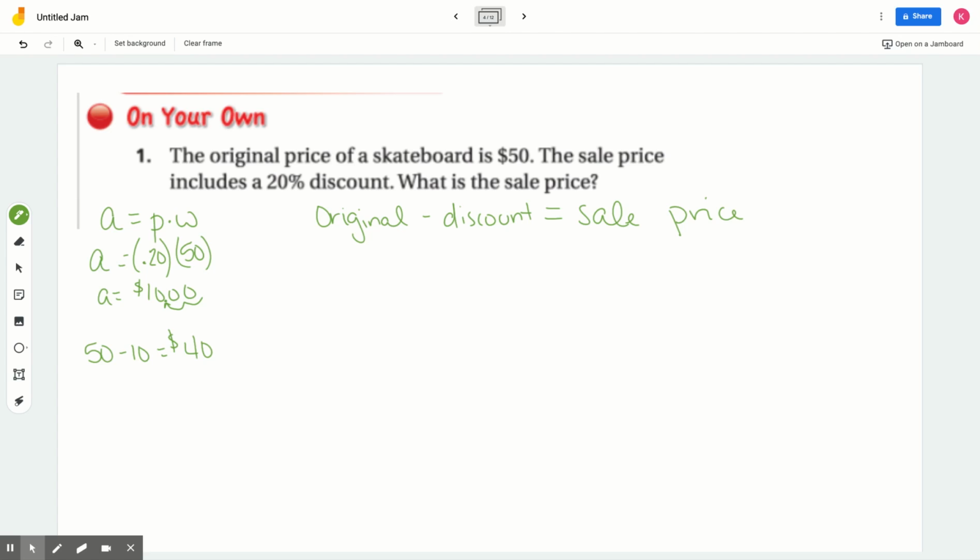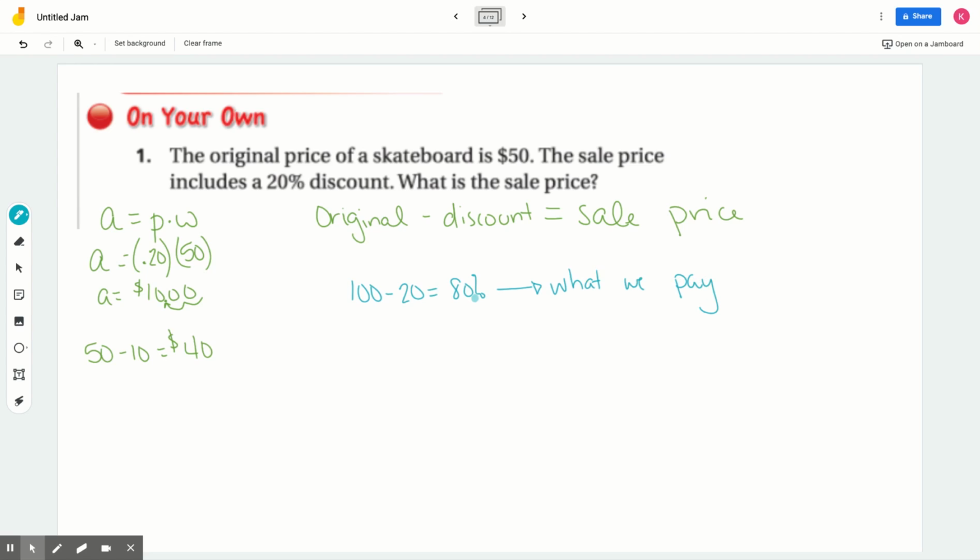Now, there's another method that we can use. We can say that we know if we have a discount of 20%, how many percent are we going to pay for? So we know that a whole amount in a percent is 100. Take away the 20%, we are paying for 80%. So 80% is what we pay.